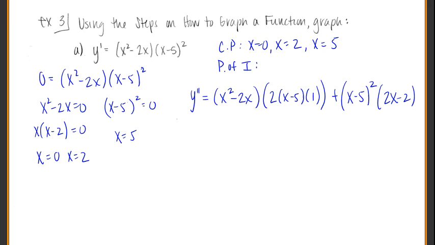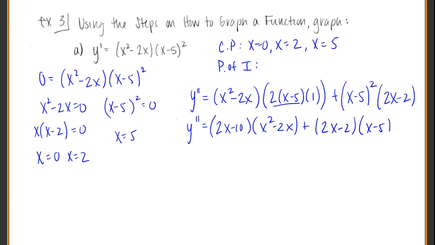Okay, let's go through and clean this up just a little bit. So y double prime, I'm going to write that as (2x minus 10), that second part right here, times (x squared minus 2x), plus (2x minus 2) times (x minus 5) squared. Okay, so we want to go through and set this equal to 0 and see what we can come up with.